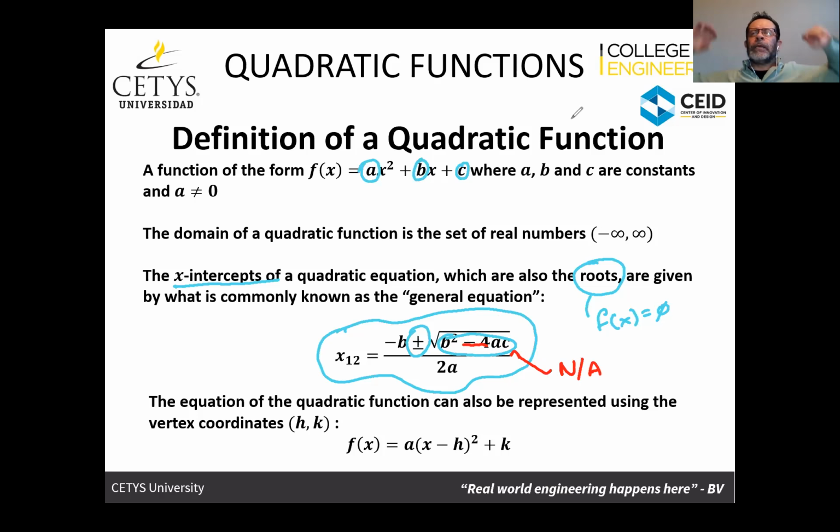And there's many ways as well to represent a quadratic equation. A quadratic equation is going to represent graphically a parabola. Now, depending on the values of a, b, and c, the parabola is going to be facing upwards or downwards. And the highest or lowest point in the parabola is called the vertex. It's going to be either the highest or the lowest point in the parabola.